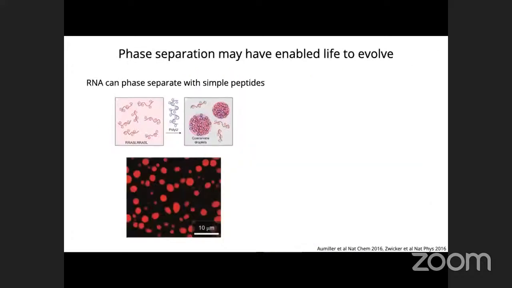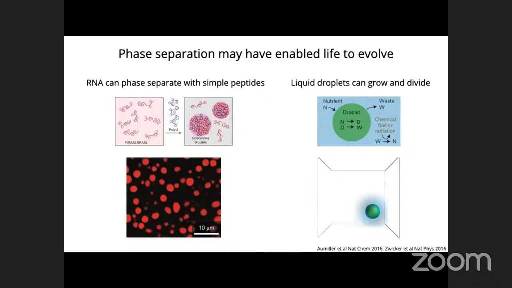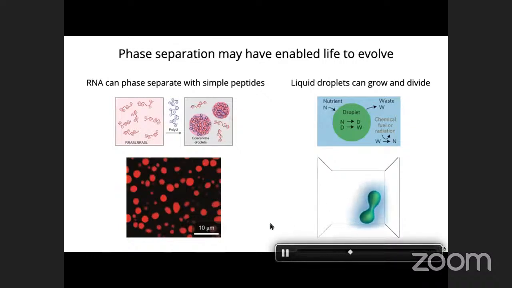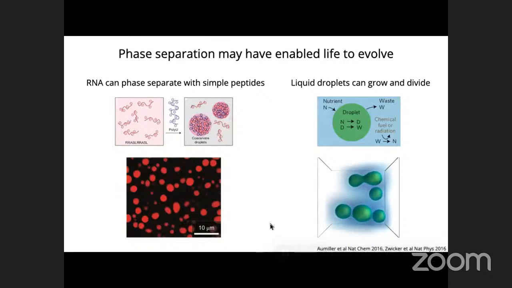And then it has also been implicated in the origin of life. So some of you may be familiar with the concept of an RNA world. So RNA probably predated proteins, and RNA can phase separate with really simple peptides that would have been on primitive Earth, prebiotic Earth, and that forms these droplets. And there is some theoretical evidence that suggests that droplets can grow and divide on their own.